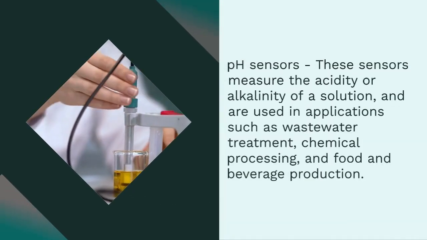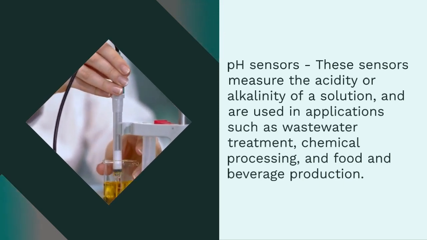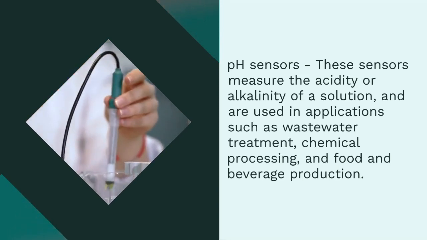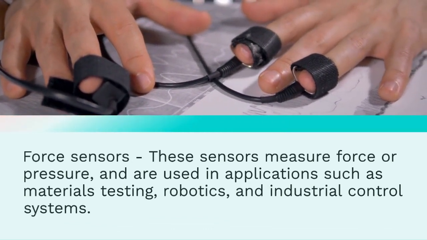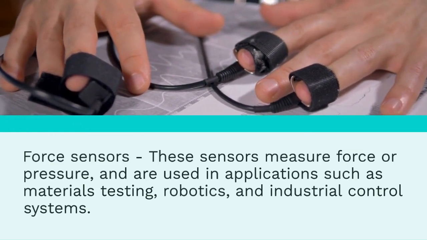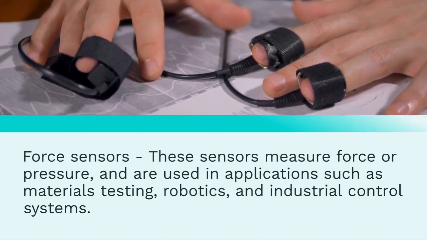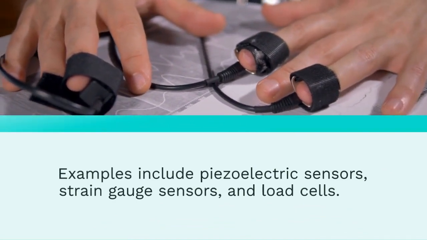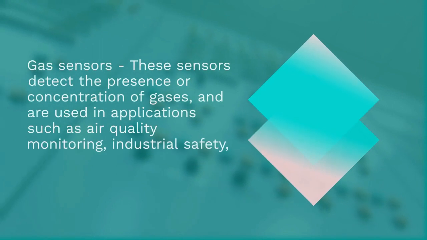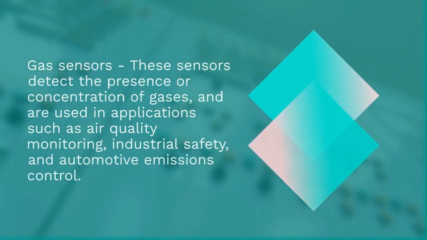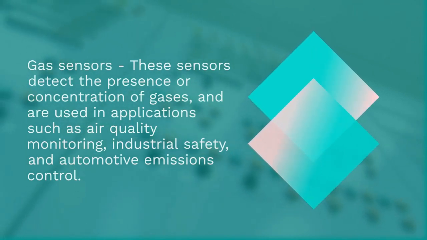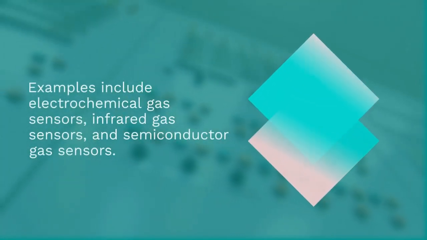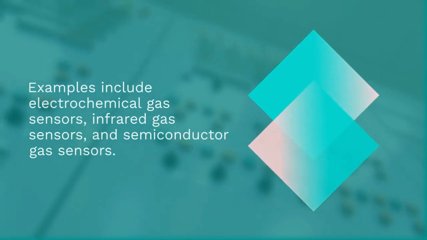pH sensors. These sensors measure the acidity or alkalinity of a solution, and are used in applications such as wastewater treatment, chemical processing, and food and beverage production. Force sensors. These sensors measure force or pressure, and are used in applications such as materials testing, robotics, and industrial control systems. Examples include piezoelectric sensors, strain gauge sensors, and load cells. Gas sensors. These sensors detect the presence or concentration of gases, and are used in applications such as air quality monitoring, industrial safety, and automotive emissions control. Examples include electrochemical gas sensors, infrared gas sensors, and semiconductor gas sensors.